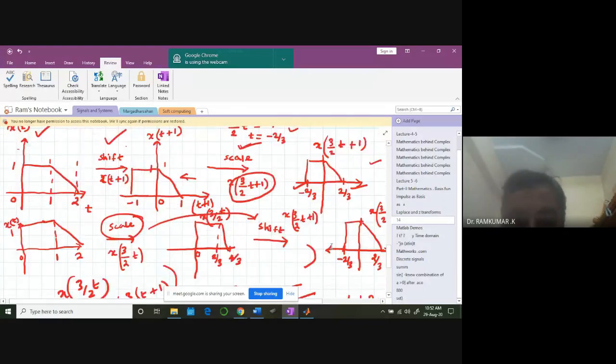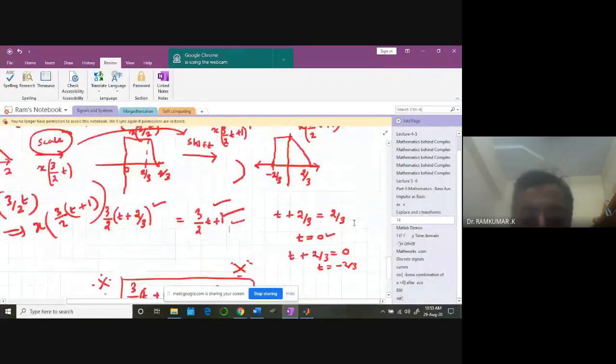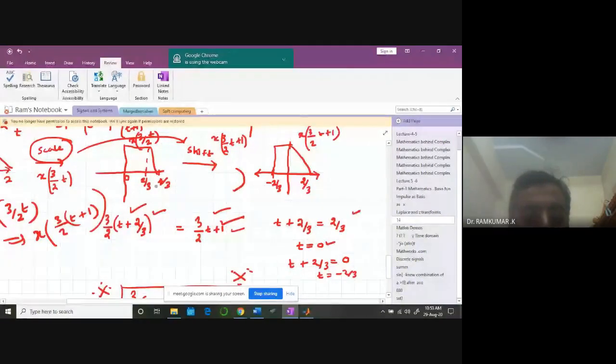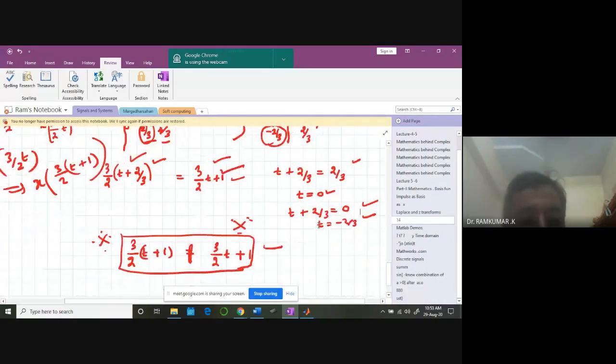So you can visualize it clearly in this case. What I have done is take t plus 2 by 3 and equate it with this waveform. Then t equal to 0 gives t plus 2 by 3, and I'm going to get t equal to minus 2 by 3. So this 2 by 3 is going to get shifted to minus 2 by 3. This 0 will come to this and 0 will move here. That's the idea.